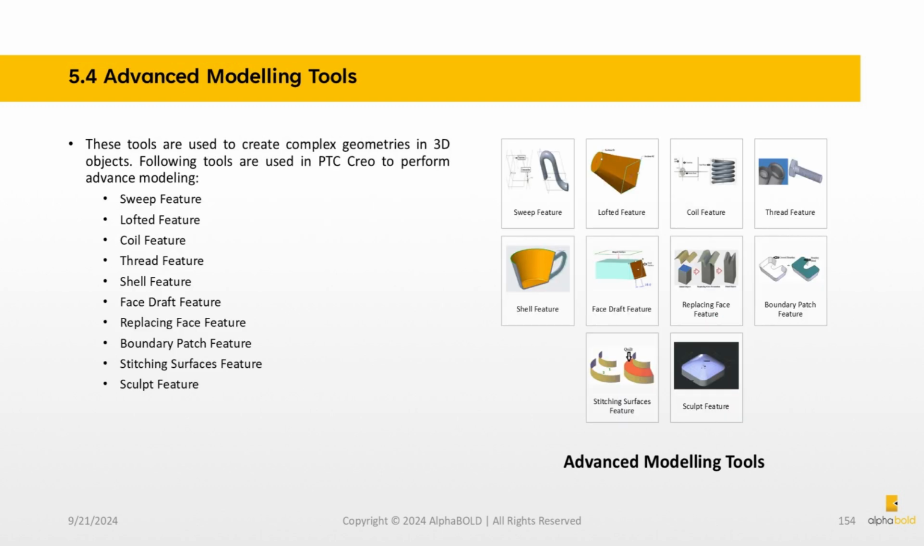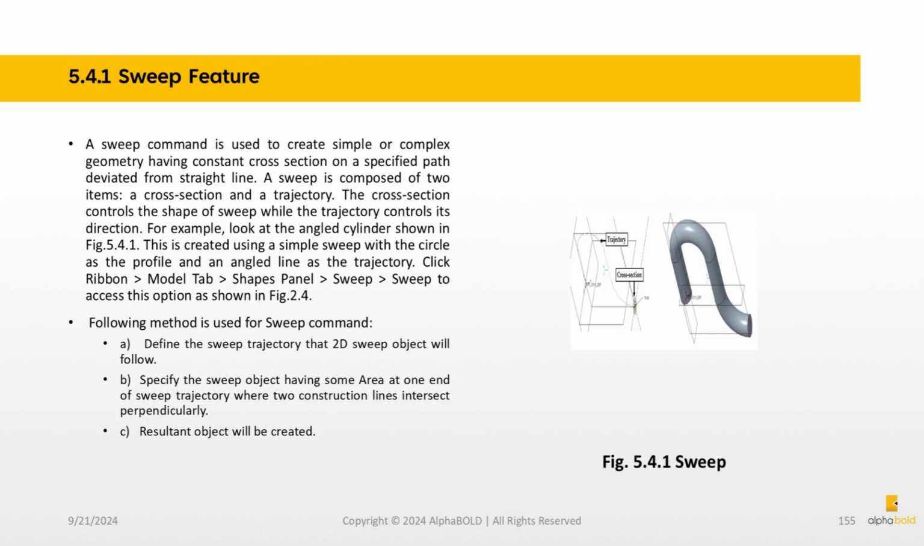Advanced Modeling Tools. These tools are used to create complex geometries in 3D objects. Following tools are used in PTC Creo to perform advanced modeling: Sweep Feature, Lofted Feature, Coil Feature, Thread Feature, Shell Feature, Face Draft Feature, Replacing Face Feature, Boundary Patch Feature, Stitching Surfaces Feature, Sculpt Feature.